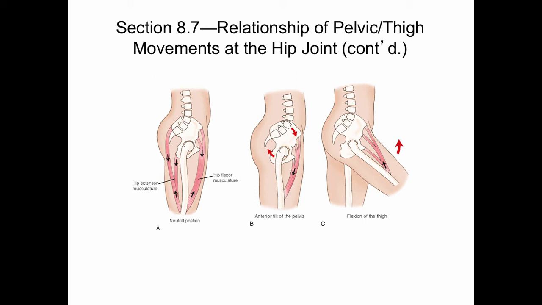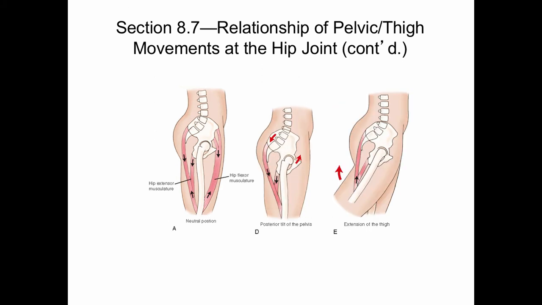During pelvic thigh movement in the sagittal plane, anterior tilt of the pelvis at the hip joint and flexion of the thigh at the hip joint are performed by the same anterior muscle group. The most common muscle here would be the rectus femoris, and it would be involved in both moving the thigh upward toward the pelvis or the pelvis downward toward the thigh.